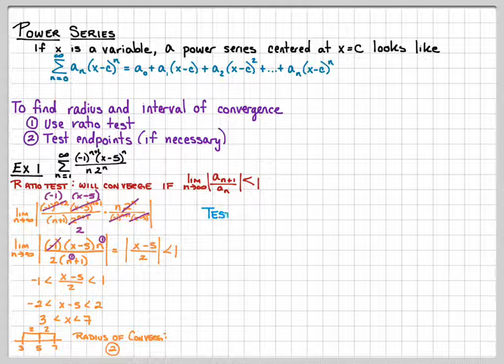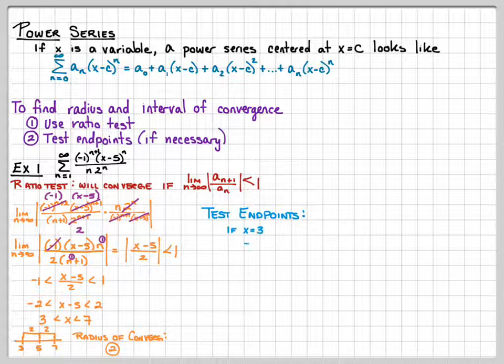Now, we also have to test the endpoints before we can state our interval of convergence, because we don't know whether it actually converges at 3 or at 7. Because remember, the ratio test will only tell you that it converges if the limit is less than 1, or that it diverges if it's greater than 1. It doesn't tell you anything if it equals 1. So you have to do another test.